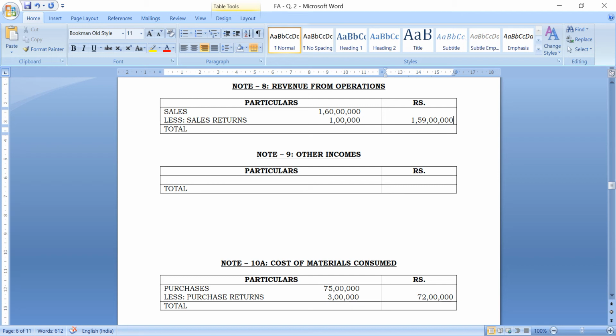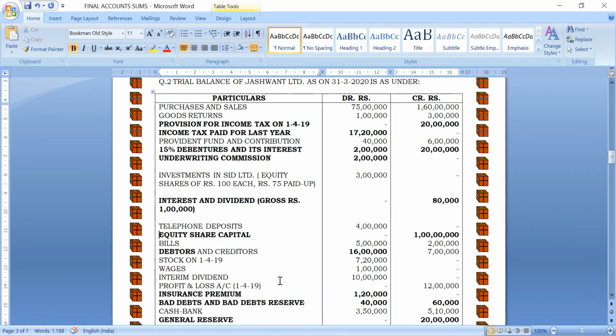So the first two entries are posted. Then next proceed. The next two entries we have written in 1B. Schedule number 1B, provision for income tax and income tax paid for the last year. These two entries are having adjustment. So at the time of adjustment, we will remember these entries. At present, we are not going to post the two entries anywhere. Keep them pending. Right now we don't have to post them anywhere.